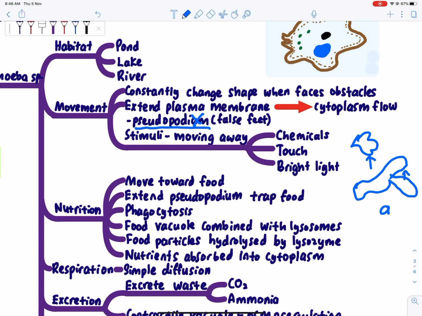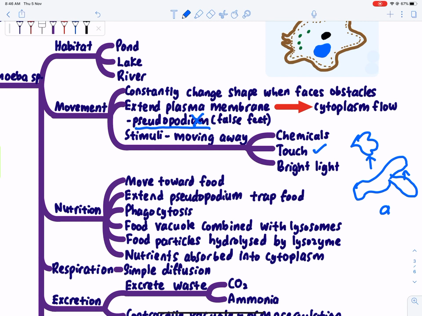Or maybe there is a high concentration of salt, high salinity that will affect the living process of the amoeba. Then they will move away using the plasma membrane, forming the pseudopodia. Or maybe it involves touch, maybe there is a vibration there, or maybe people are doing something there that causes the amoeba to be disturbed. Then they will move away.